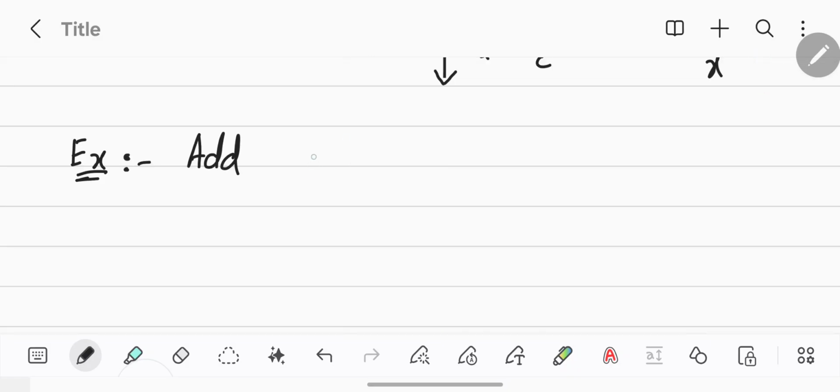Now look at this example. Add these two complex numbers.